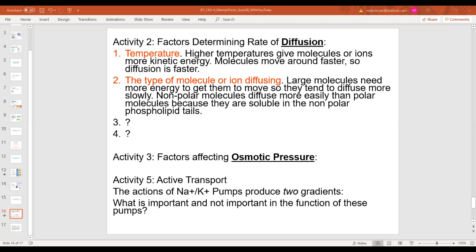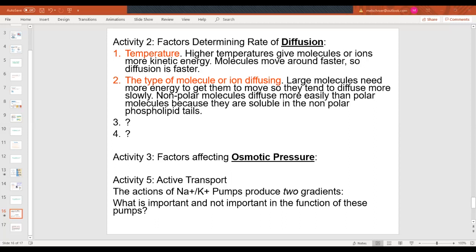Okay, and finally, in activity 5, you're going to be learning about active transport, specifically the sodium and potassium pumps. These are certainly not the only pumps that are present and important in your cells, but they are certainly the ones that we talk about the most. And so you're going to clarify in your mind what factors affect these pumps, as well as what gradients they're going to produce.